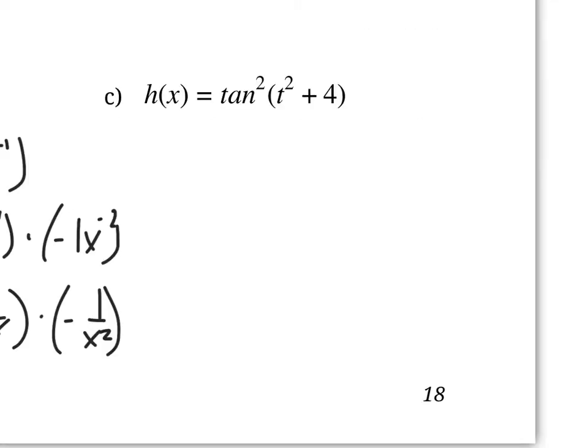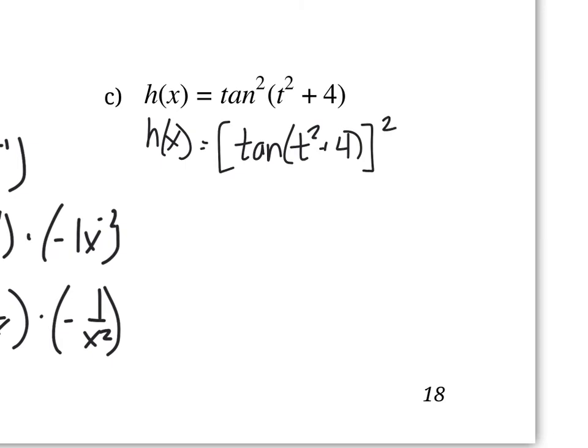Okay, now this one's a little bit trickier. It looks confusing. Remember what the tan squared t squared plus 4 means. That just means the whole thing is squared. So I'm just going to rewrite this first as tan t squared plus 4, and this whole thing is squared. So we know we can sort of use power of a function here, right? So let's use our power of a function.